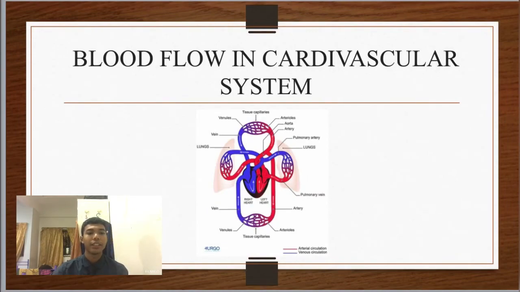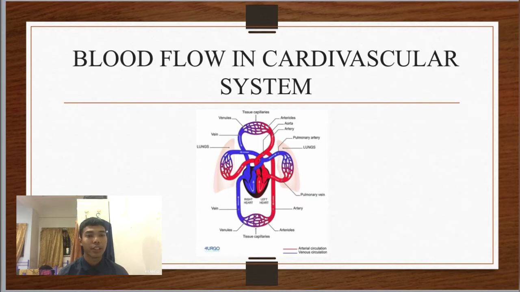Next is blood flow in the cardiovascular system. The cardiac cycle is the series of events happening in a single full heartbeat. The pumping process, also referred to as systole, happens when the muscle of the heart contracts. As the heart muscle relaxes, the filling process known as diastole happens.